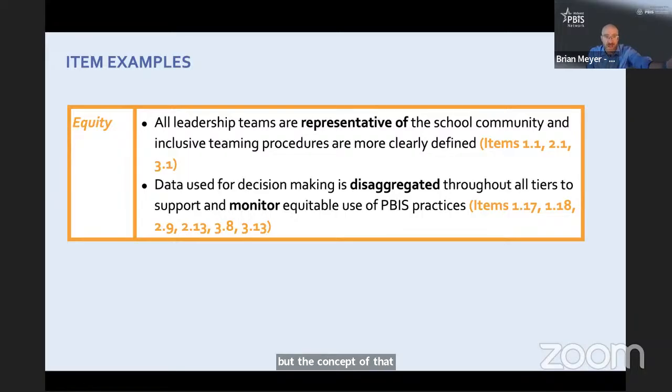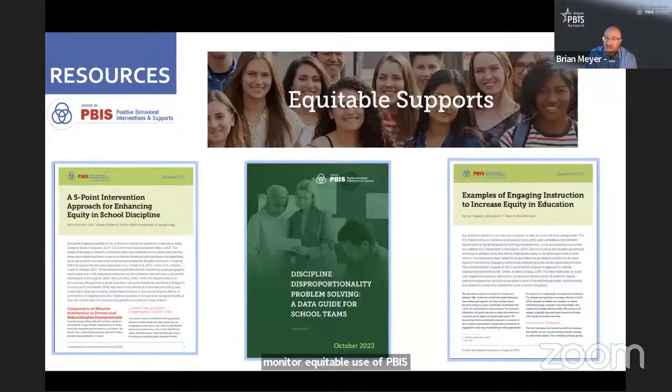And so a few of the items, 1.1, 2.1, 3.1: leadership teams are representative of the community and inclusive teaming procedures are more clearly defined. So again, we don't even have to say equity here, but we understand what we're getting at. Data used for decision making is disaggregated throughout the tiers, and support and monitor the equitable use of classroom practices. So which practices work and are culturally responsive. So those are some of those item examples.